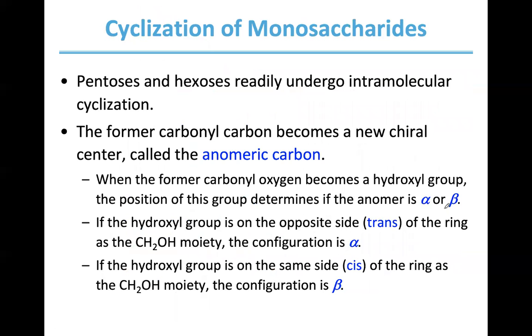So which anomer is alpha and beta? So the hydroxyl group, if it's on the opposite side of the CH2OH, then the configuration is alpha. If they're on the same side of the CH2OH, so the opposite, trans; same, cis, then it's beta.